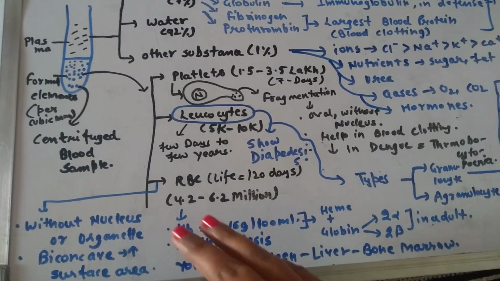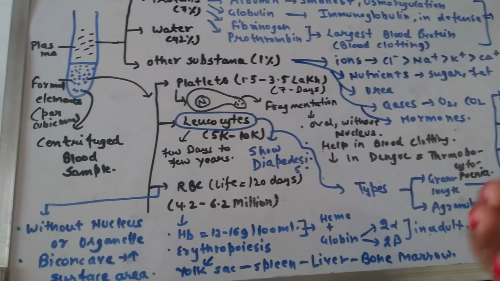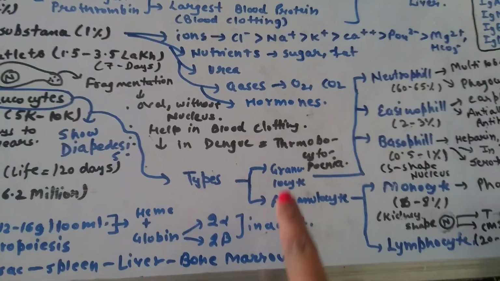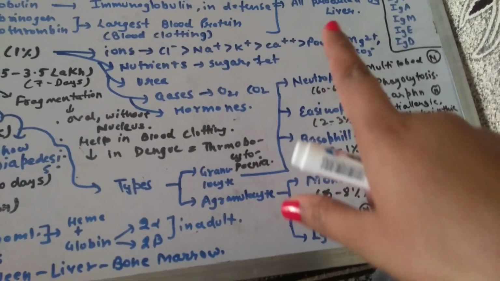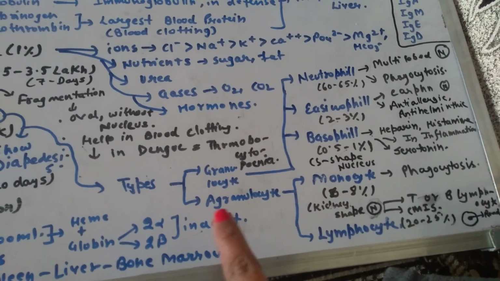What is the main component of RBC? That is hemoglobin. Hemoglobin consists of heme and globin parts, and it helps in the exchange of gases. Leukocytes are further divided into two parts: granulocyte and agranulocyte. Granulocytes are further divided into three parts: neutrophil, eosinophil, and basophil. Monocyte and lymphocyte are the parts of agranulocyte. So this was all about your blood.